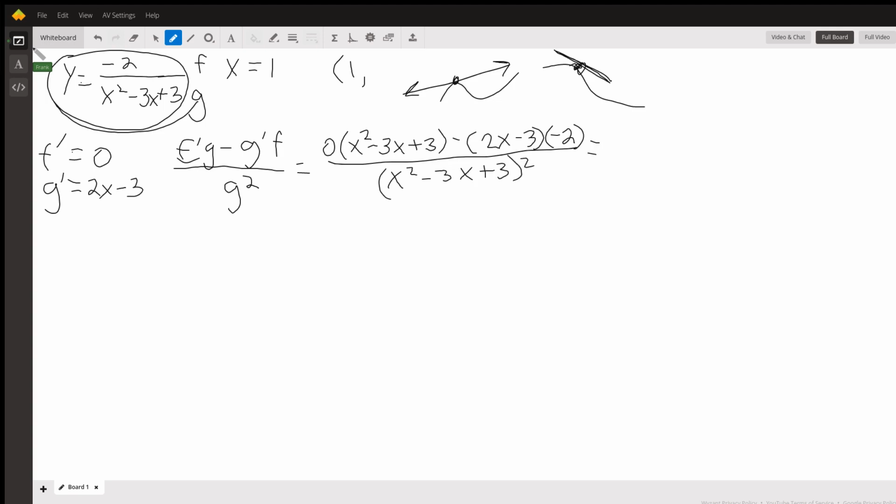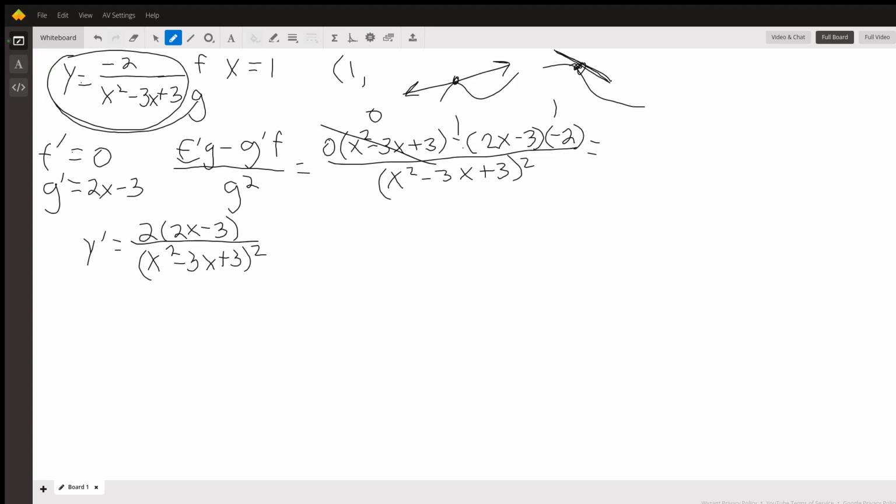squared. That equals 0 times anything is 0, minus 2x minus 3 times -2, negative times negative is positive, so it's 2 times 2x minus 3 divided by x squared minus 3x plus 3 squared. That's the derivative. So now, plug x equal 1 into the original equation.